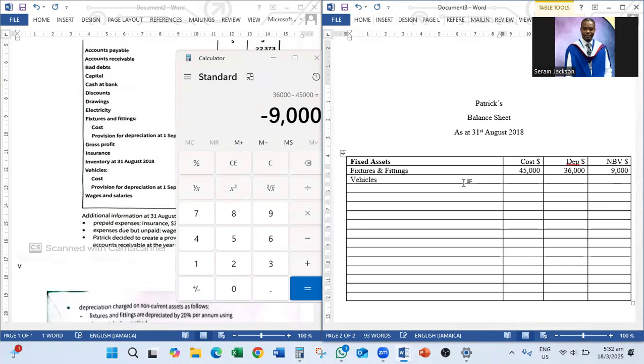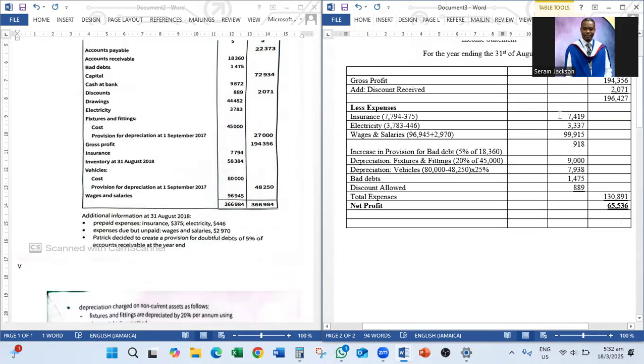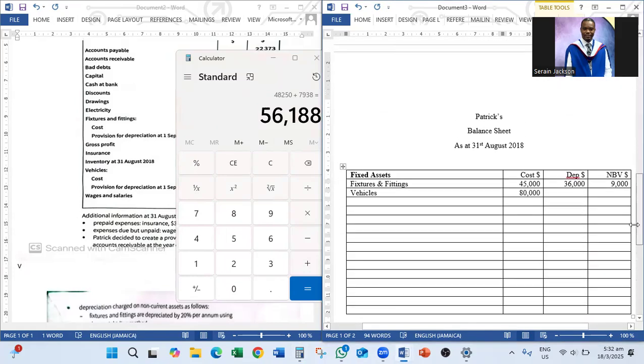We will do a similar thing for vehicles. The cost for vehicles was $80,000. The depreciation, we will do the same. We would calculate and add. The provision for depreciation is 48,250, plus the depreciation that we calculated in the footnote, 7,938. We're going to add them. That would give us 56,188. That is what we're going to use in the balance sheet.